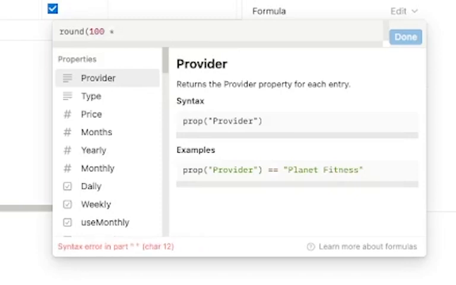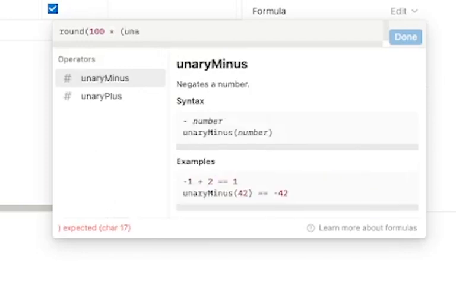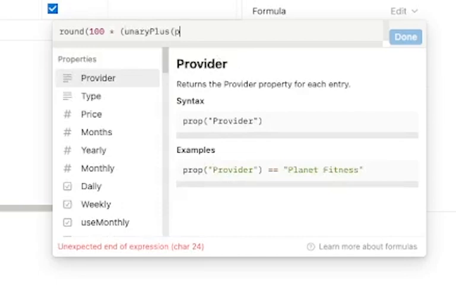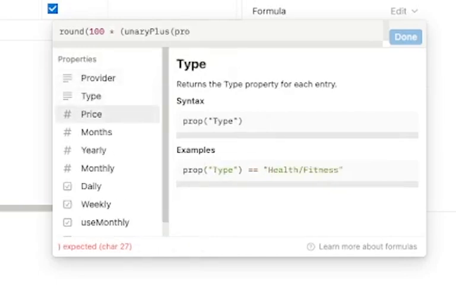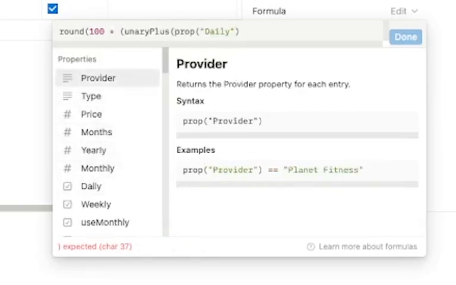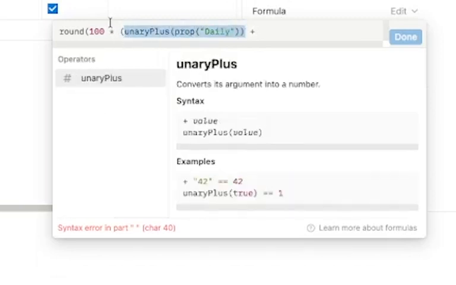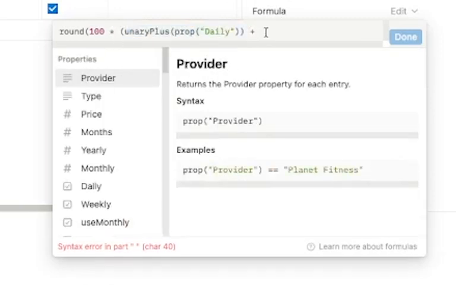Cool. Times. There's a function called unary plus. It converts a checkbox into a number. In this case, we want to convert our property of daily to a 1 or a 0. Now, because this is a formula, but we're starting the formula, parentheses goes here, but not in other properties.